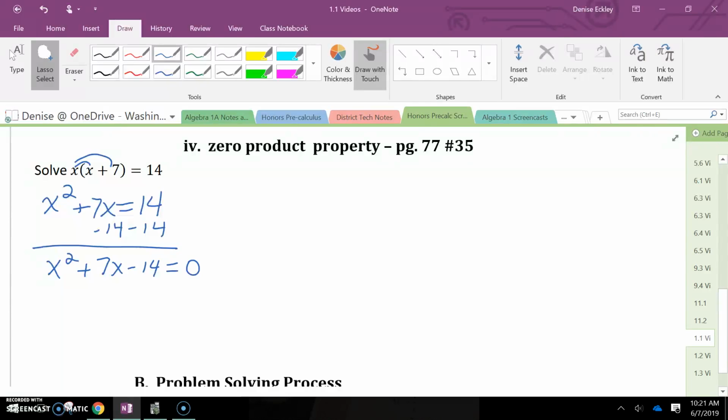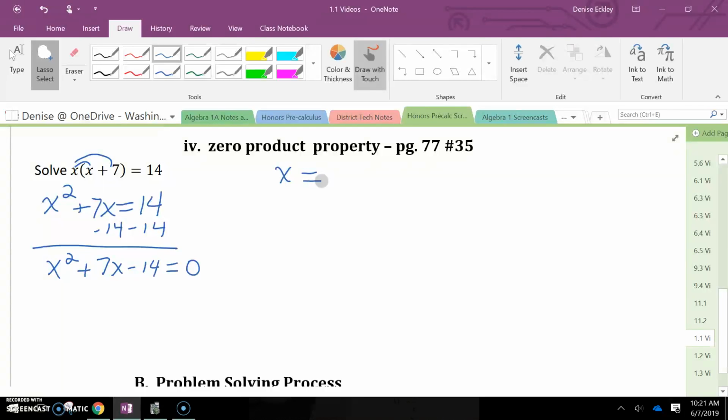Now the idea is that you want to have factors that multiply together to give you 0, and that will give you the solutions to the problem. Unfortunately, this quadratic does not factor, so we will have to use the quadratic formula.